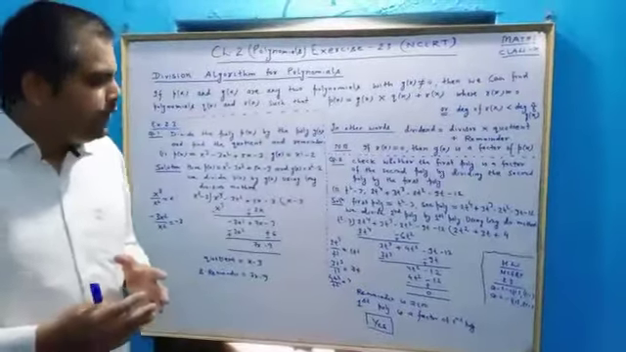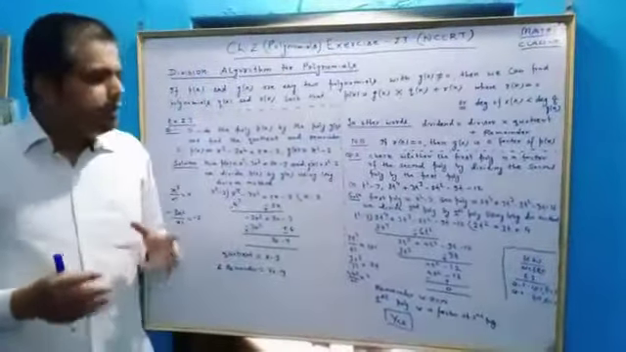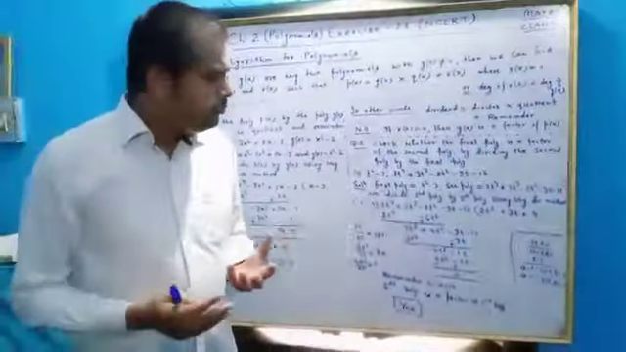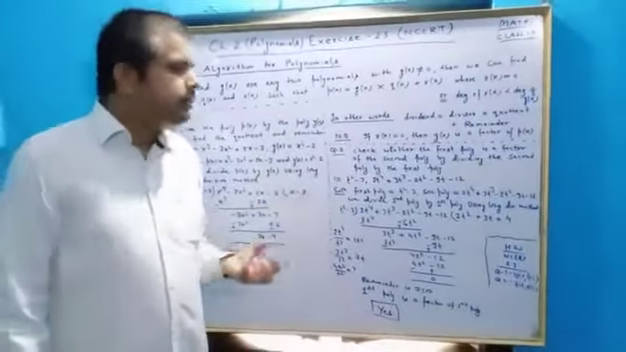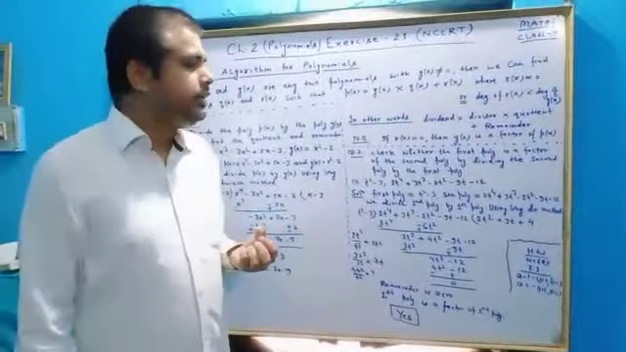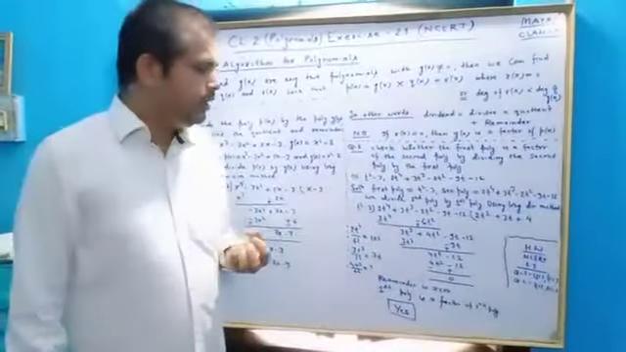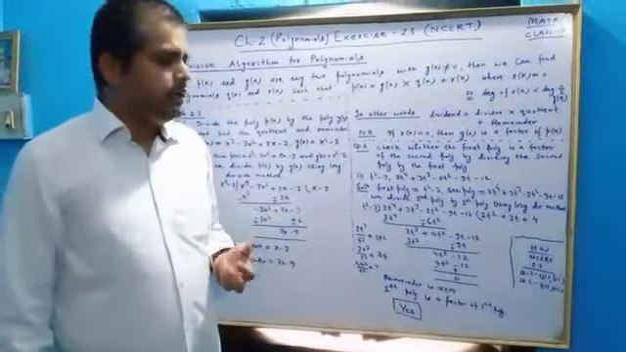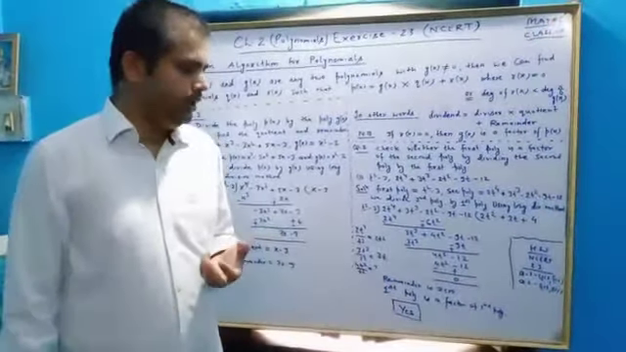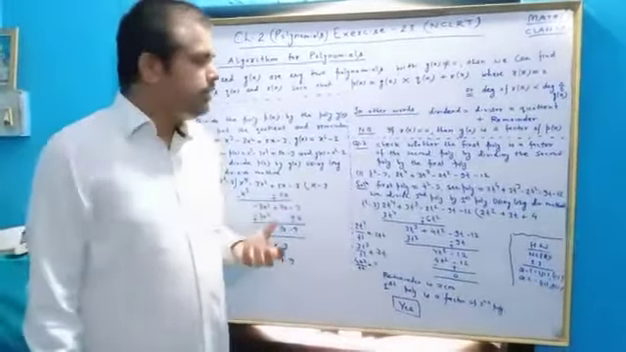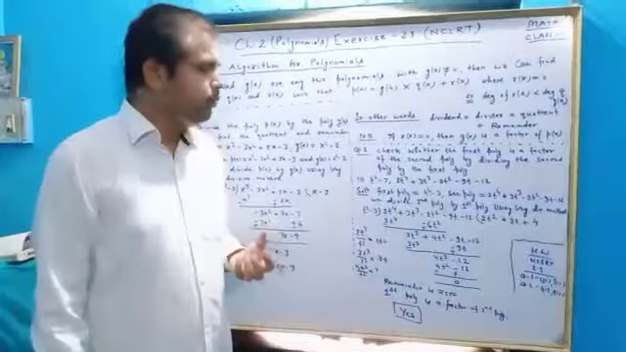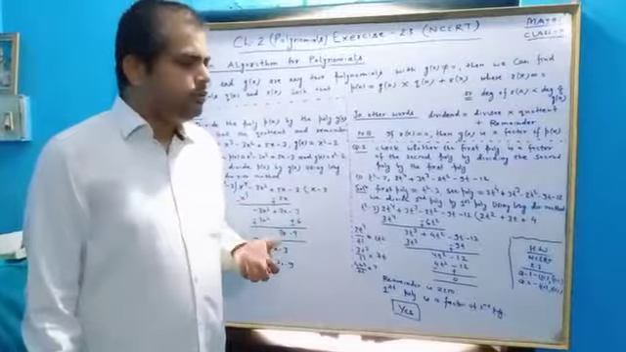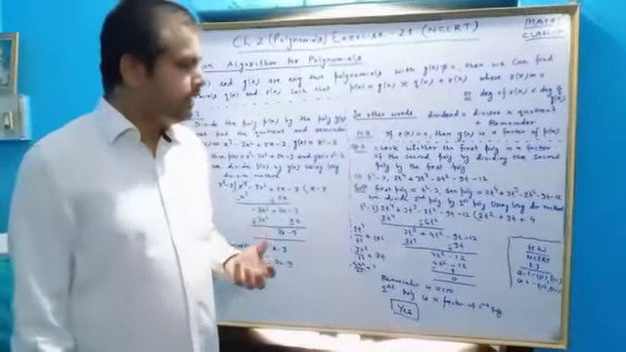Suppose that we have remainder not equal to 0, then we write the first polynomial is not a factor of the second polynomial. If remainder is equal to 0, then we write first polynomial is a factor of second polynomial. If remainder is not equal to 0, then we can write first polynomial is not a factor of second polynomial.